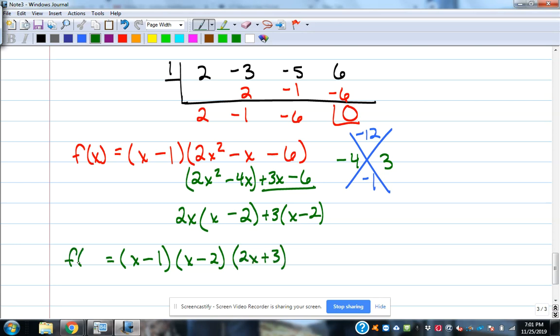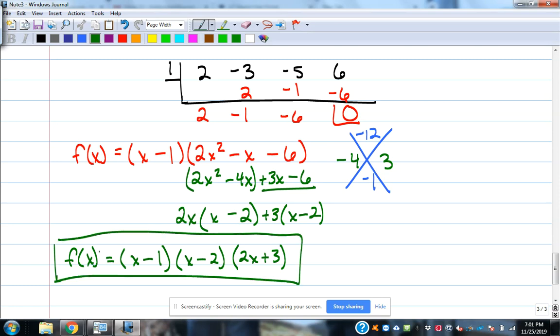So we were able to take that polynomial and break it down into 3 really manageable factors out of that. We got the factored form. This is completely factored.